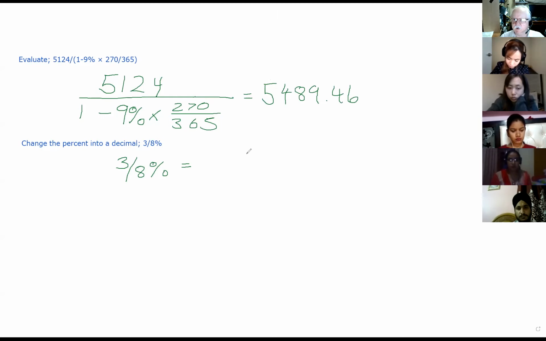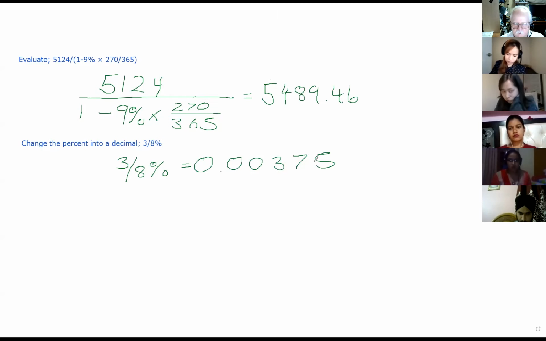I see a couple of good answers. So we'll go with those: 0.00375. So when you do it, you need to have your calculator set to at least 5 decimal places, but I would set your calculator to 9 decimals.